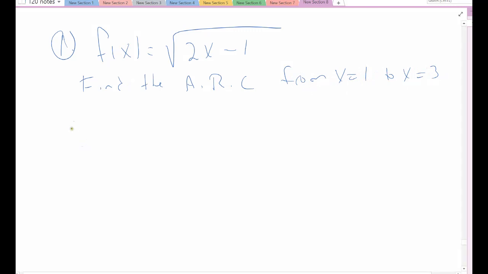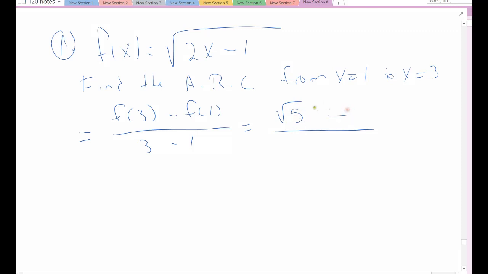That means I'm going to plug 1 and 3 in. So my average rate of change would be f of 3 minus f of 1 all over 3 minus 1. I'm just going to do the math in my head. First I plug 3 in: 2 times 3 is 6, minus 1 is 5, so I get square root of 5 for f of 3. F of 1 would be 2 times 1, which is 2, minus 1, so that's 1, so it's square root of 1, all over 2.